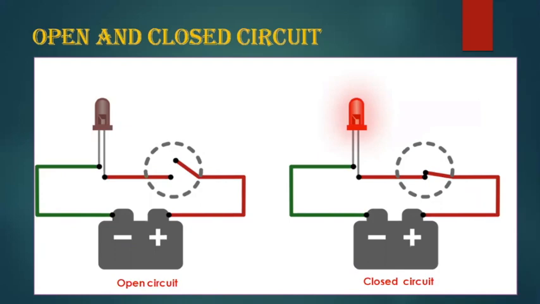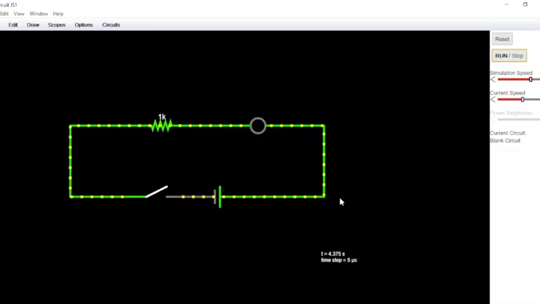Coming to the closed circuit, when the switch is on, then it is forming a loop from negative to positive terminal. So your LED is glowing. That means an open circuit is the one in which the current will not flow and your LED will not glow. But in case of a closed circuit, the current will flow through the circuit and your LED will also glow.